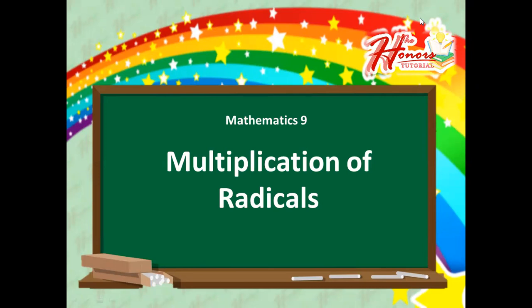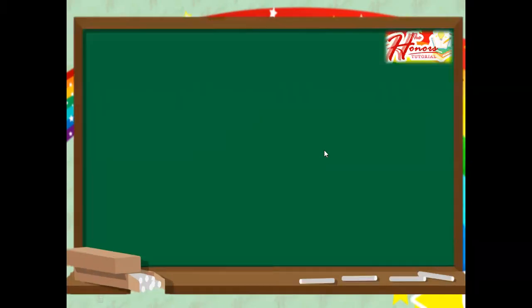Our topic for today is about multiplication of radicals. This is under Mathematics 9. Let us have our example number 1. So that is square root of 15 times square root of 5. And this will be our solution for this kind of example.